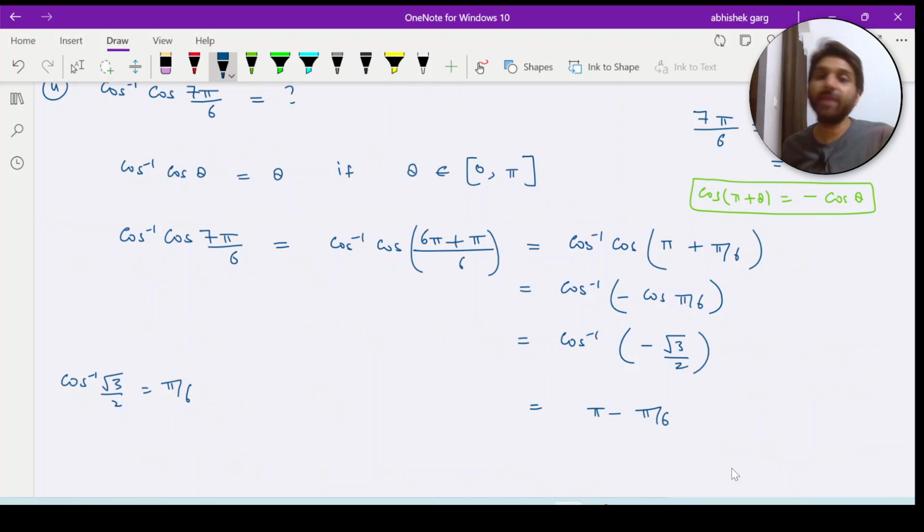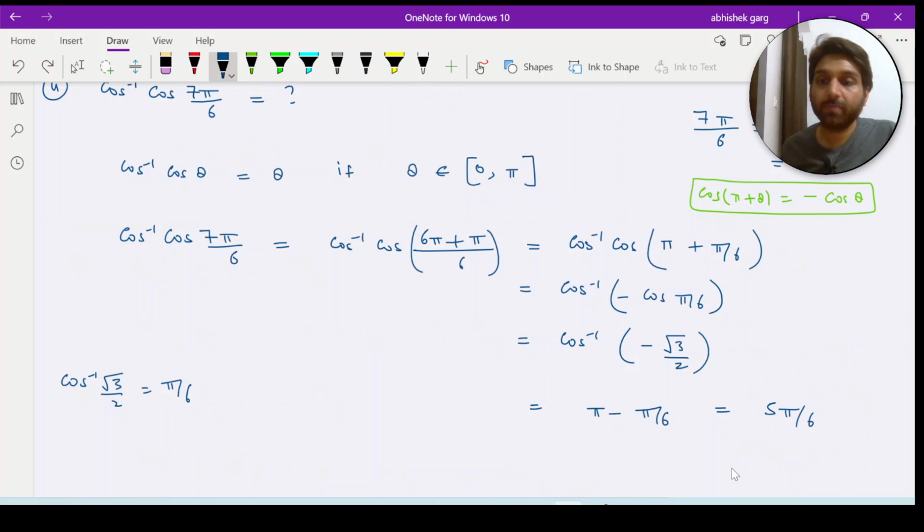So, we'll write pi minus pi by 6, which is equal to 5 pi by 6. Now, how do we get this pi minus pi by 6 thing? For this, you must watch the second video to understand the method to arrive at the answer for cos inverse negative value, sec inverse negative value and cot inverse negative value. So what is the answer of this question? It is 5 pi by 6.